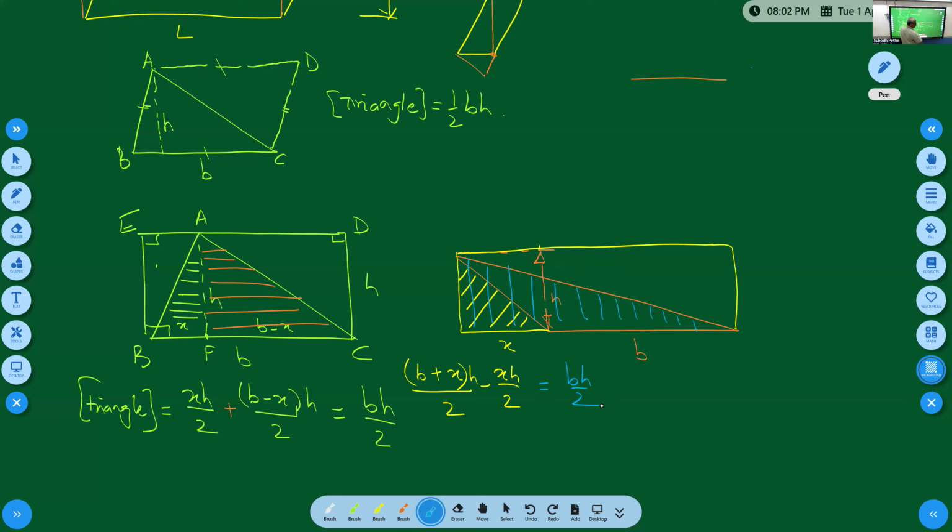BH by 2. So whether the triangle is acute, whether the triangle is obtuse, and if it is right angle, then it is the easiest case. You just draw diagonal and you get right angle triangle. So all three cases we have proved area of triangle half base into height. So we can use it now in Pythagoras and we can do our job.